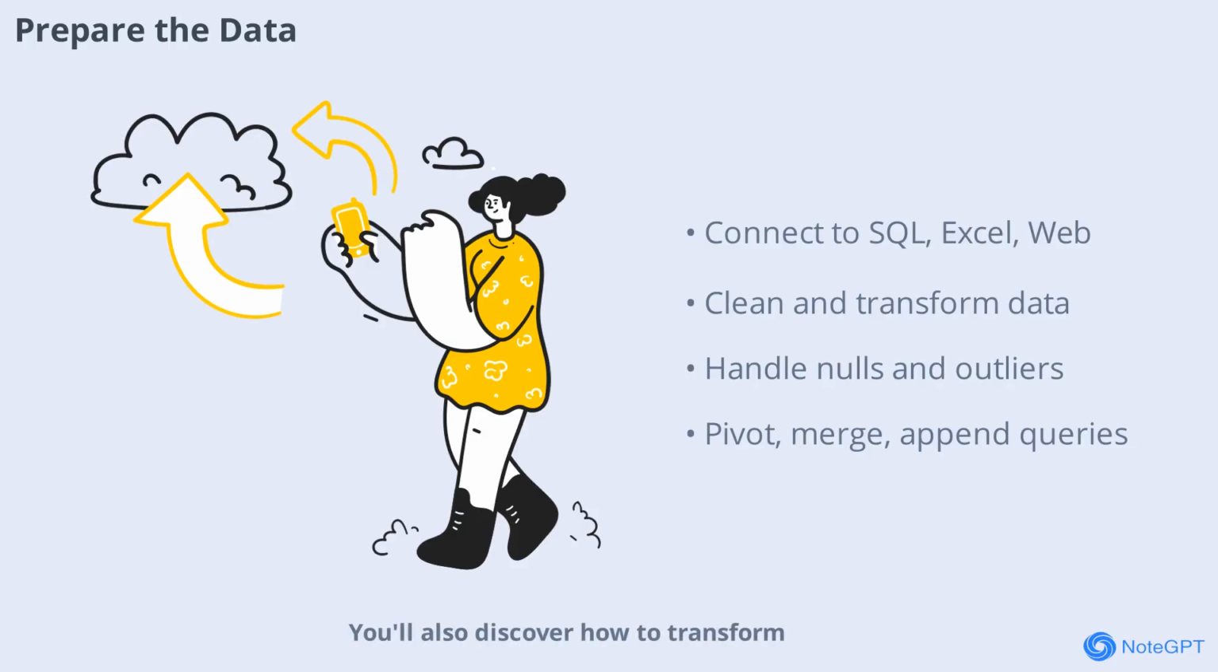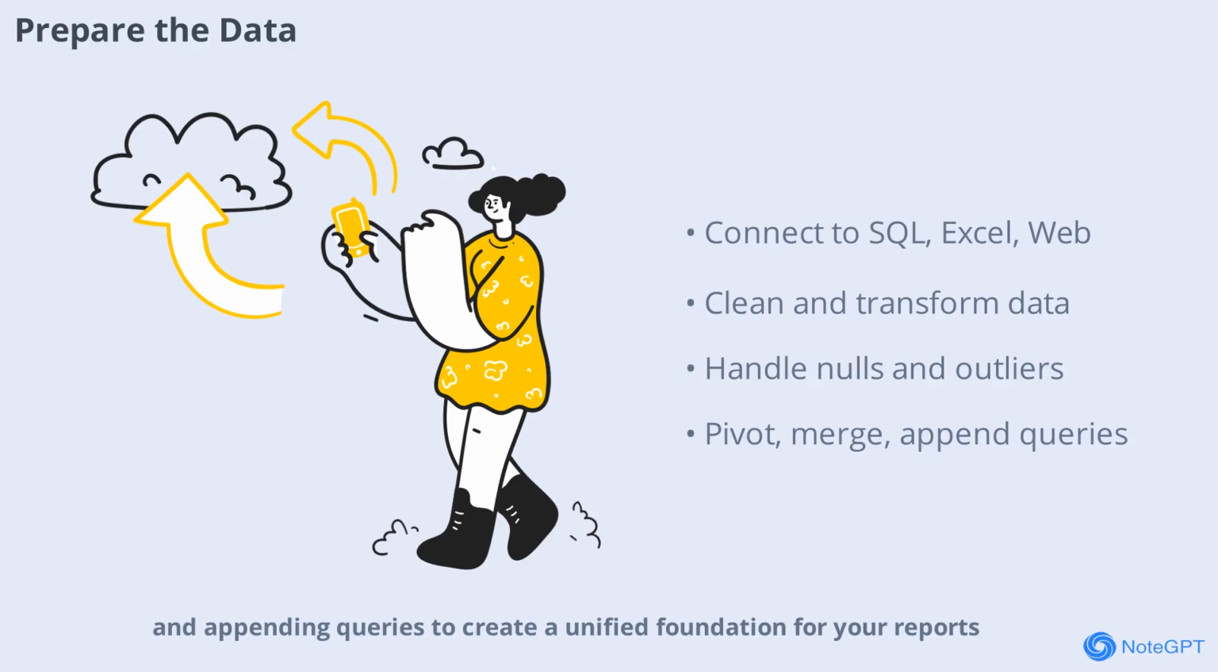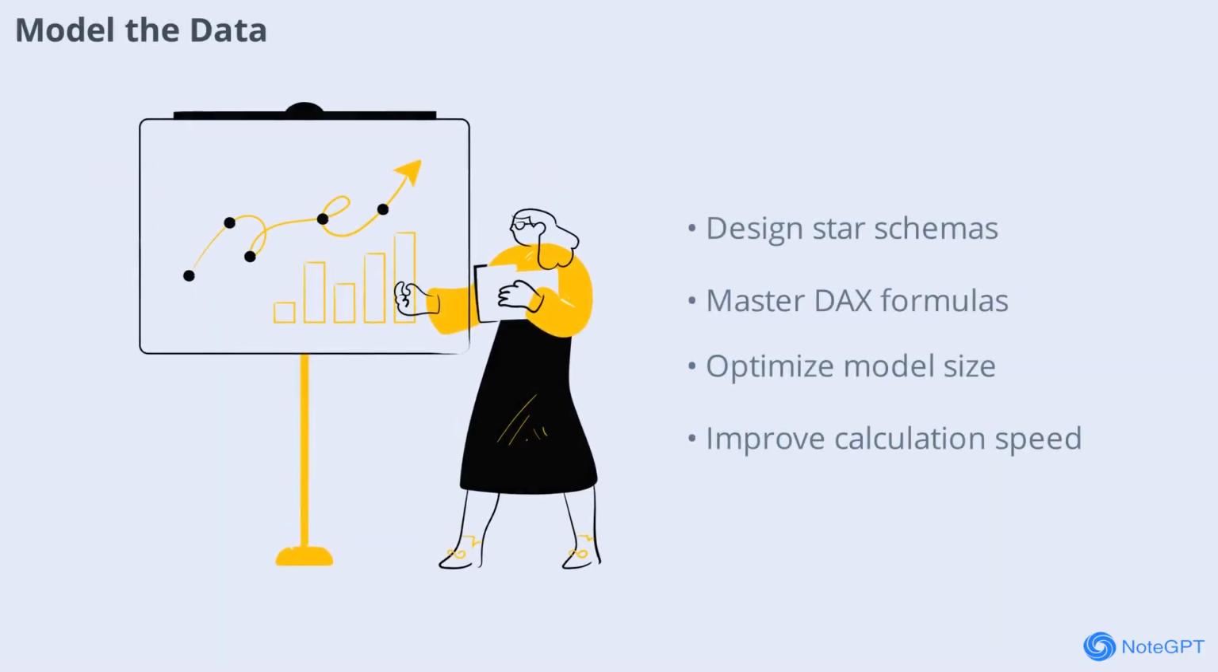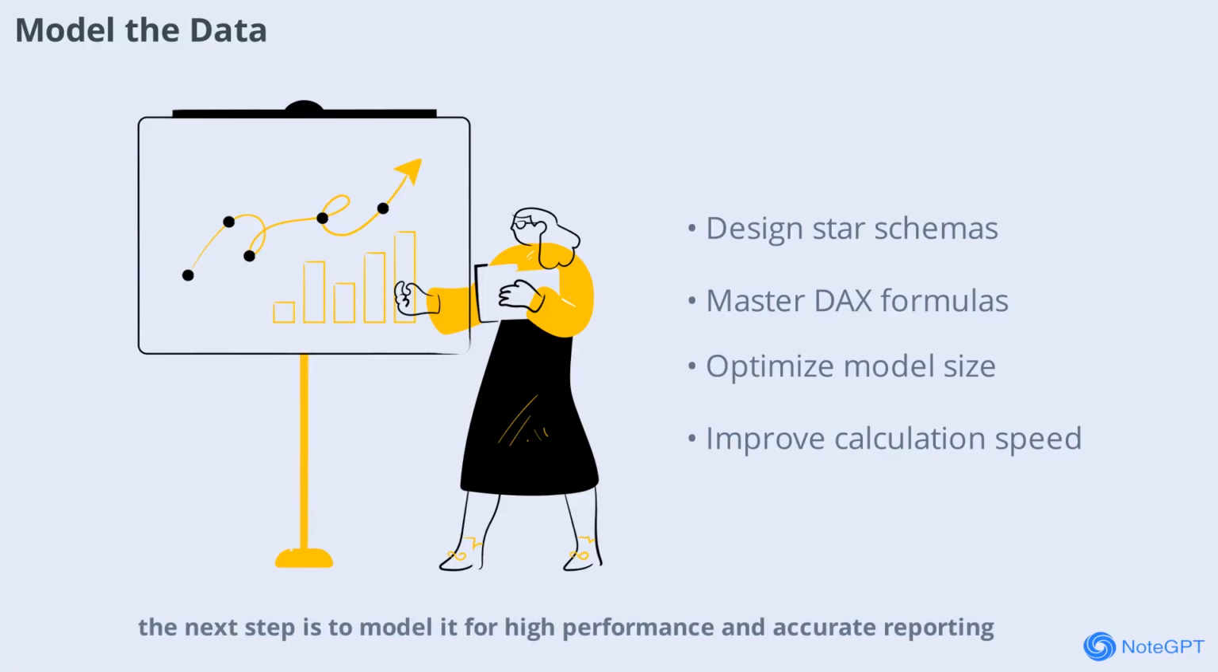You'll also discover how to transform your data by pivoting or unpivoting tables, merging datasets, and appending queries to create a unified foundation for your reports. These skills form the backbone of any effective Power BI solution, ensuring your data is accurate and ready for deeper analysis. Once your data is prepared, the next step is to model it for high performance and accurate reporting.